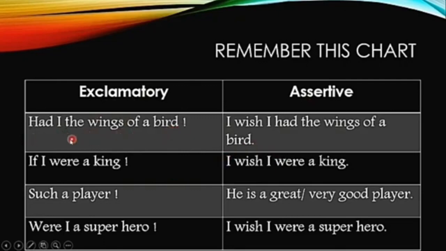Had I the wings of a bird! Here you can see I have used "had" at the beginning. So this is also a way that exclamatory sentences can be constructed. Had I the wings of a bird! I wish I had the wings of a bird. Were I a king! I wish I were a king. Such a player! He is a great or very good player. Were I a superhero! I wish I were a superhero.